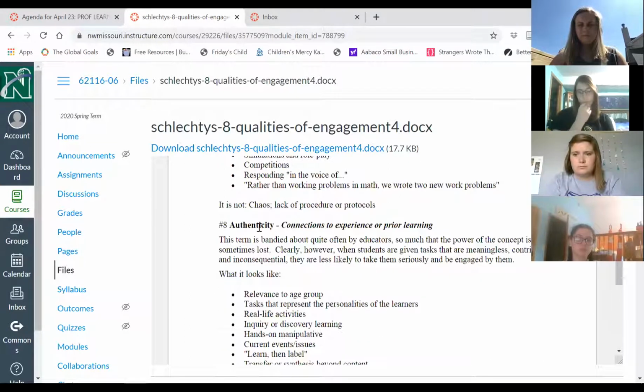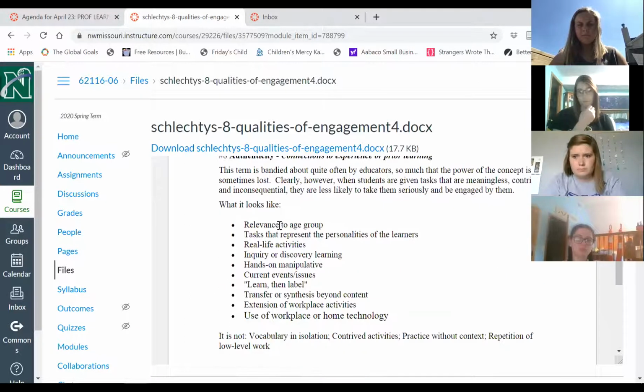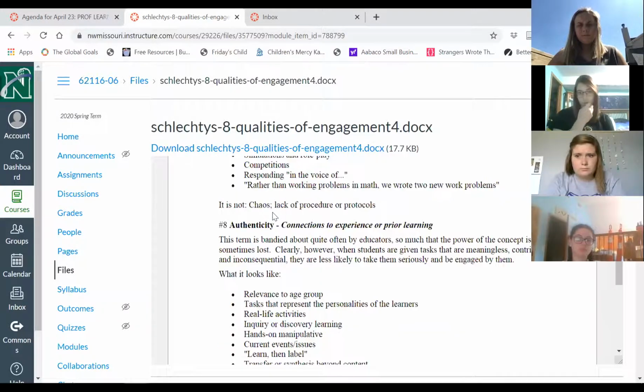And the other thing that I would like you to talk about a little bit, just to get your mind around the topic, is authenticity. What does that actually mean? Well, nobody's got a 100% ironclad definition of what it means, but if students feel like tasks are meaningless or contrived, or if they don't have any consequence, they're much less likely to take them seriously.